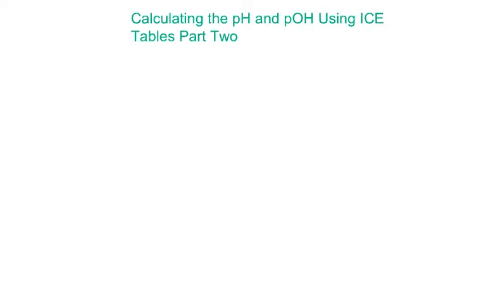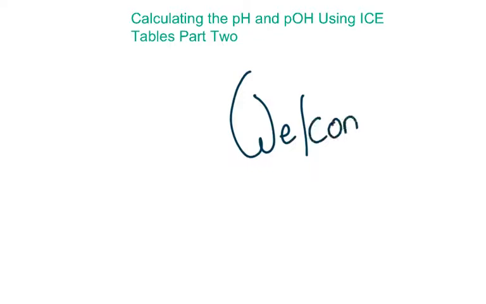Alright guys, welcome back to Underground Science, and in this video we'll be seeing an example of how to calculate the pH and pOH using an ice table. This is the part 2 video, or just another example, so we'll be working with a weak base again. Make sure to check out my other example that we worked with a weak base on in the previous video. And yeah, let's get started.